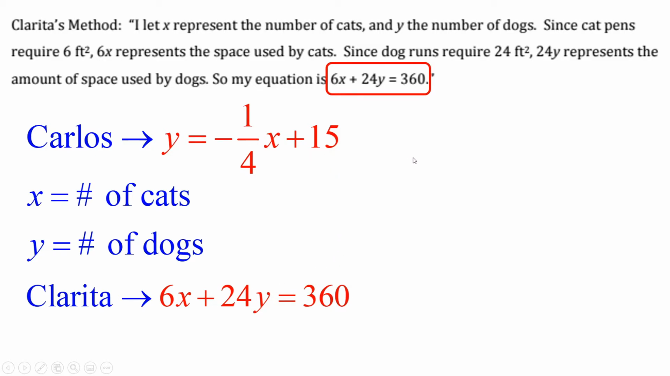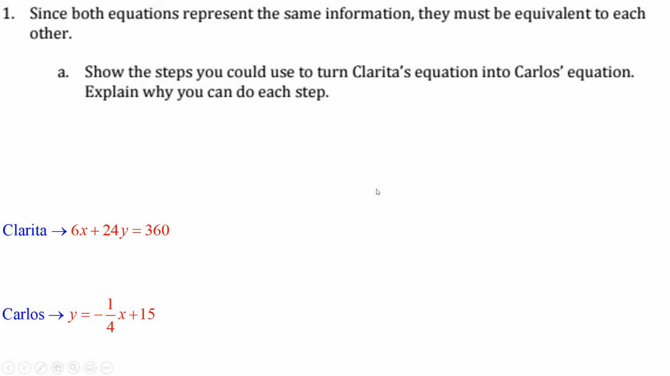So now we're questioning, these are equations for the same boundary line, but why do they look different? Number one, since both equations represent the same information, they must be equivalent to each other. Part A, show the steps you could use to turn Clarita's equation into Carlos's equation. Explain why you can do each step. So here's Clarita's equation right here.